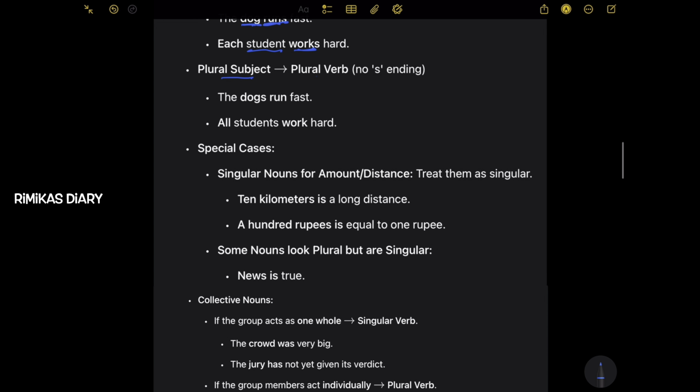Plural subject, plural verb, with no s ending. So the dogs run fast. Here you wouldn't write the dogs runs fast. You should write the dogs run fast. Next, all students work hard. Here, students is a plural subject, so you should write a plural verb, which is work.